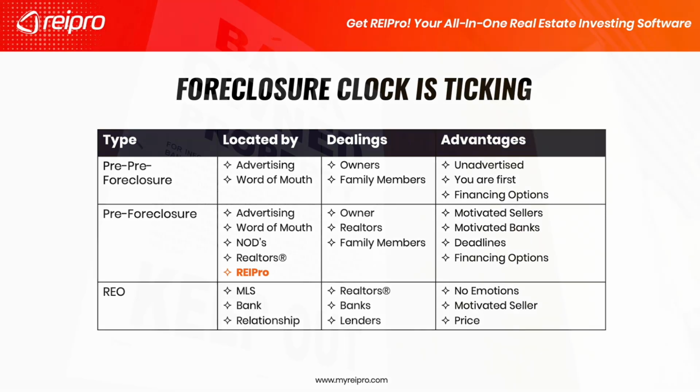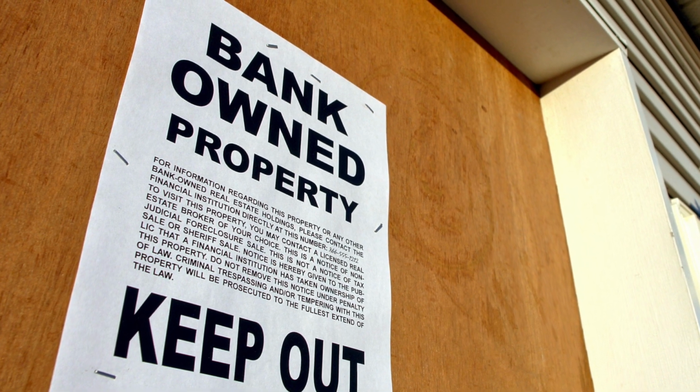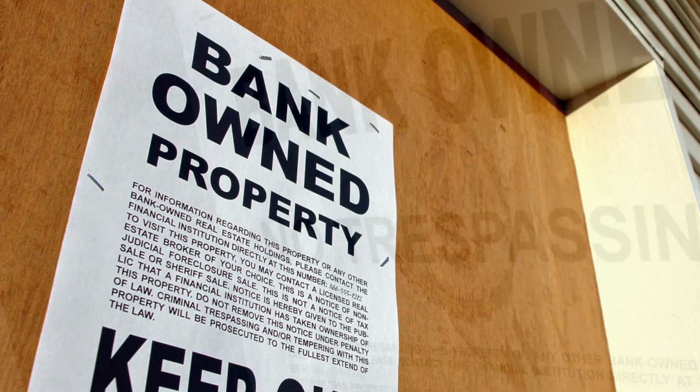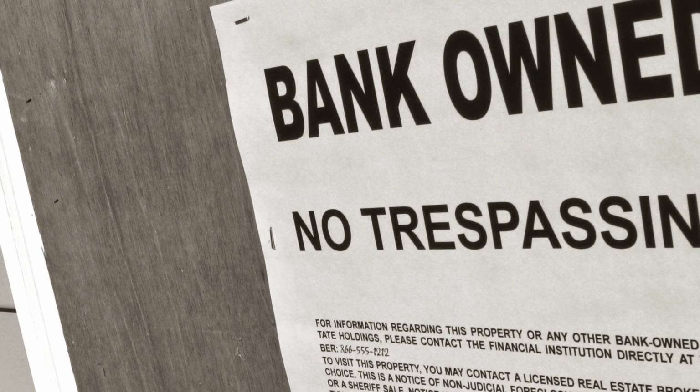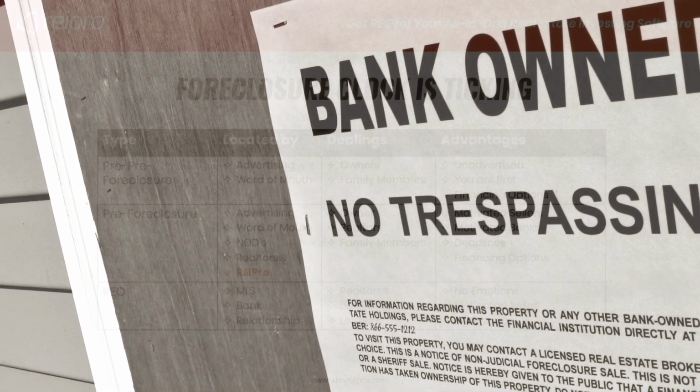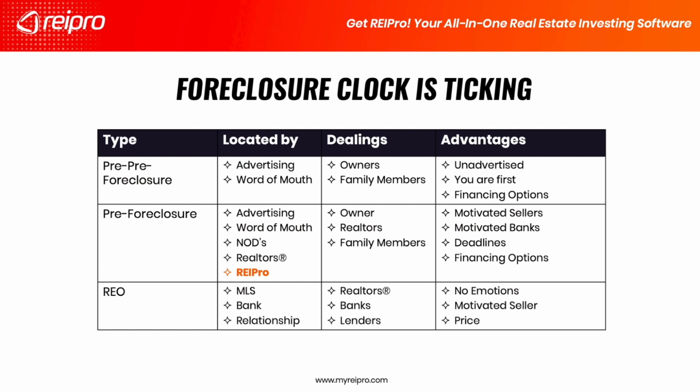Now, if the property gets to REO, it means that nobody bid for the property at auction and won, and the bank won the property back. So now it becomes a REO, real estate owned. Those properties will eventually get listed on the MLS for sale. Of course, you can use your realtor to help you find those particular properties.